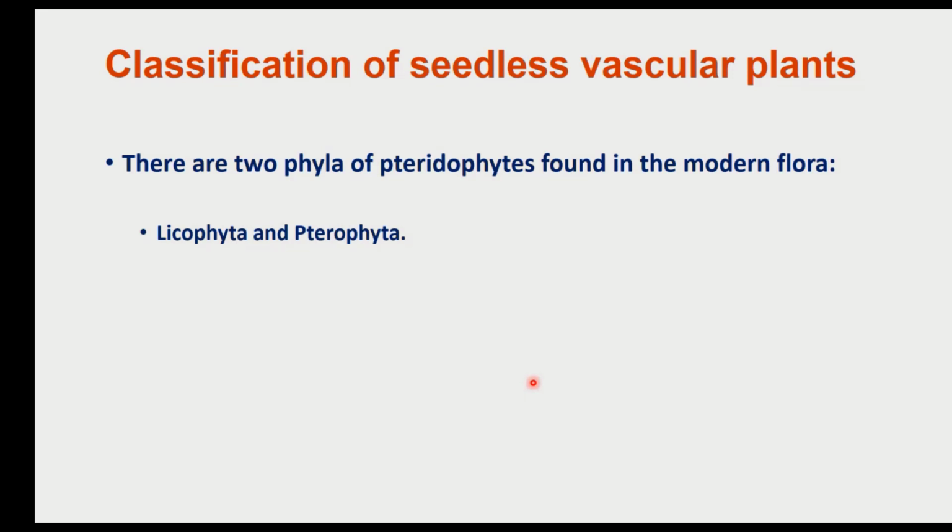There are two phyla of pteridophytes found in the modern flora. What are they? Lycophyta and Pterophyta.